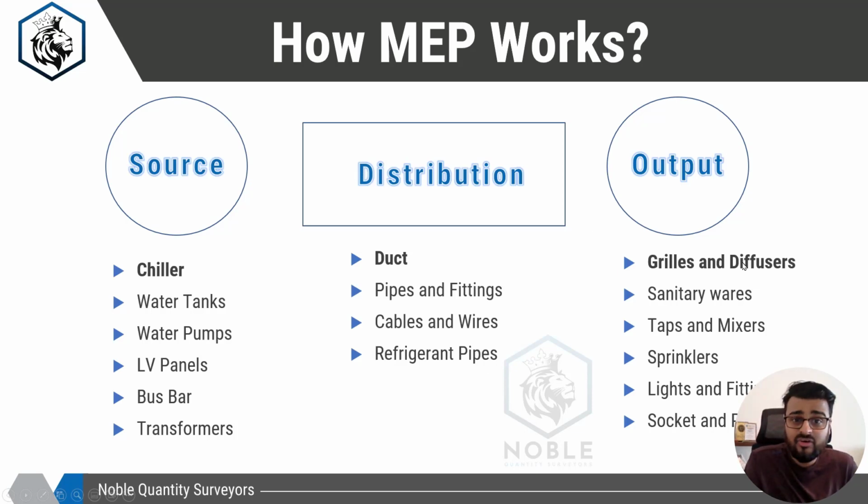Then the final output will be given through grills and diffusers. If the distribution is a duct, then the output will be given by grills and diffusers. If the distribution is pipes and fittings, then the output will be sanitary fixtures, taps and mixers. This is the output for MEP works.